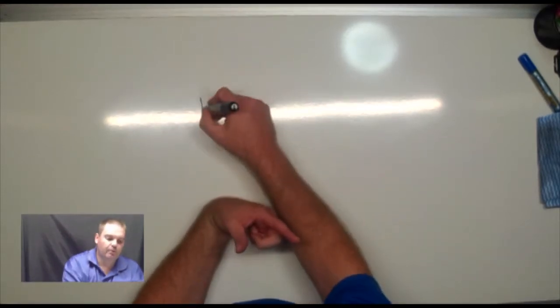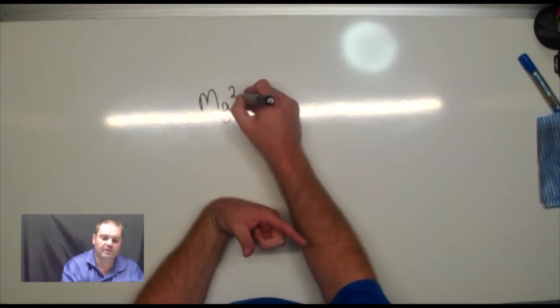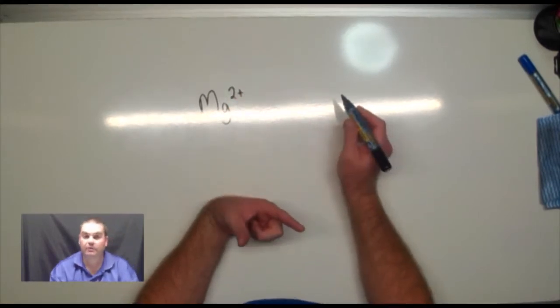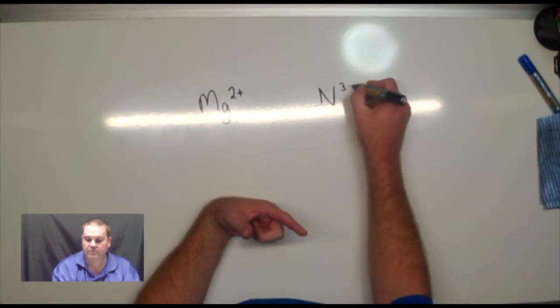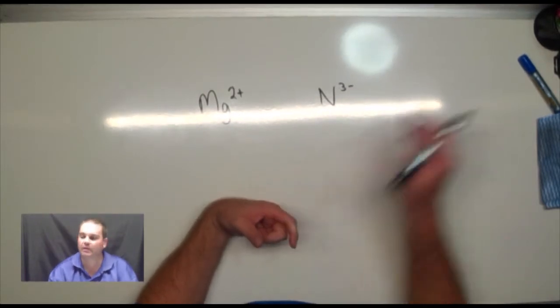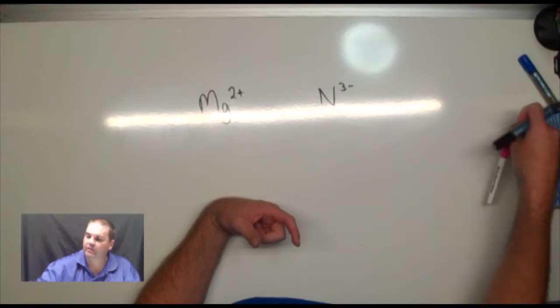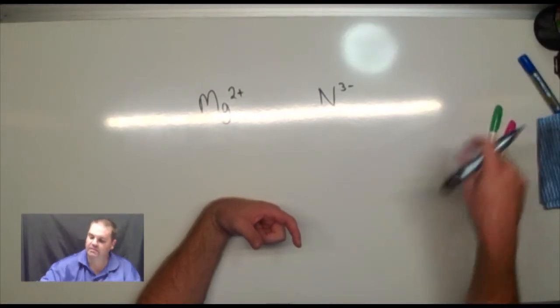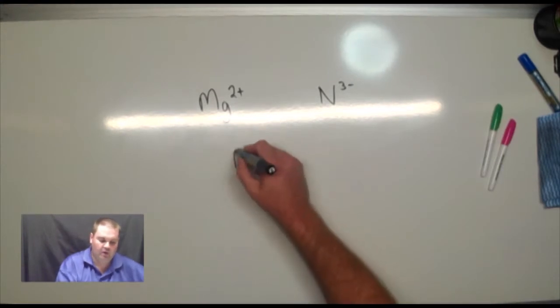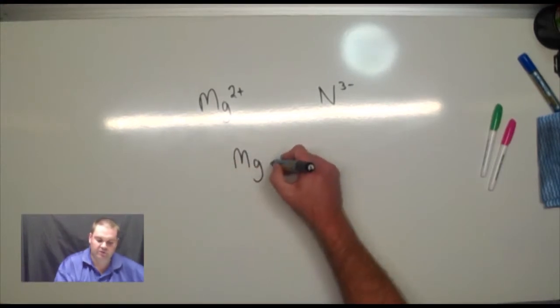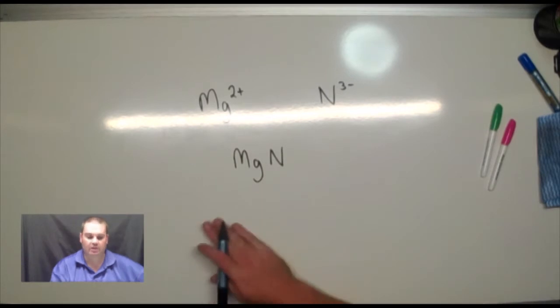So I'm going to start off with some magnesium, which is Mg2+, and I'm going to bond that with, say, a nitrogen atom, which is N3-. Okay. So what you do when you're looking at writing formulae like this is pretty straightforward. Always follow these same steps. Number one, write the two atoms right next to each other like that.